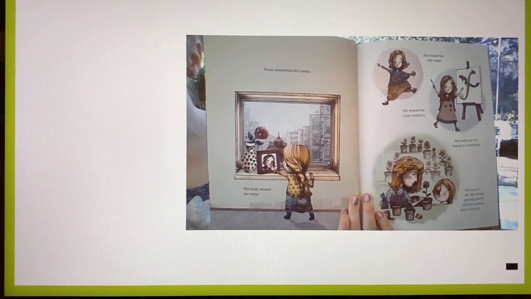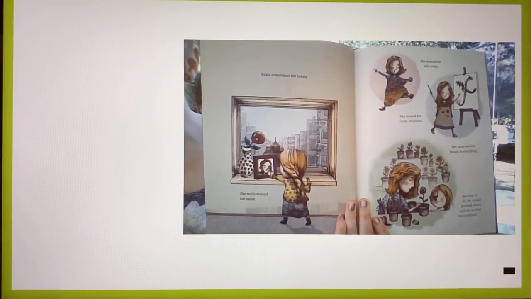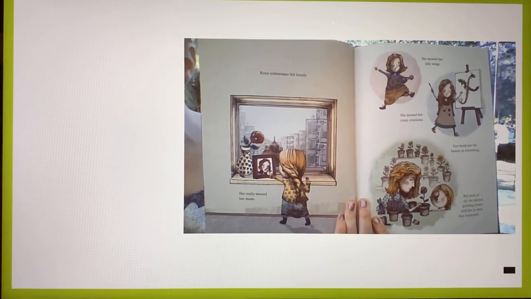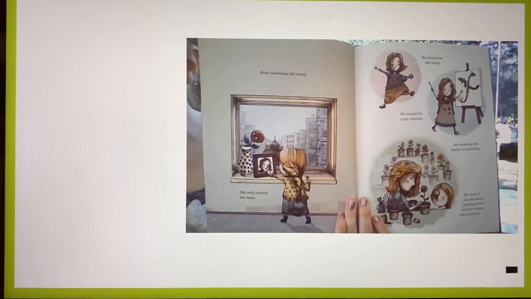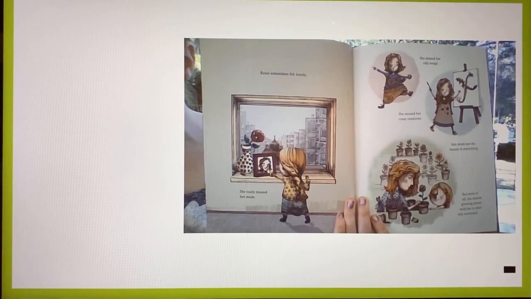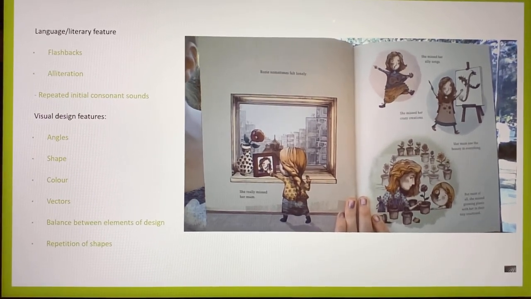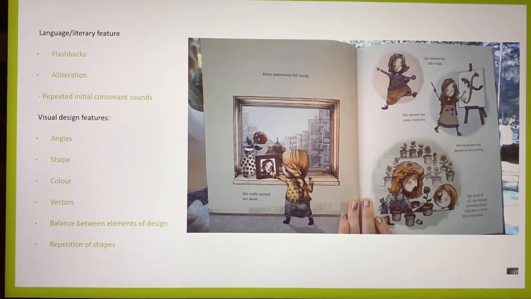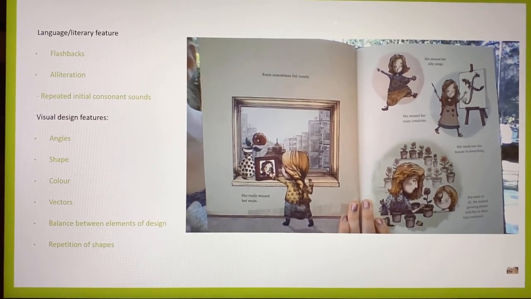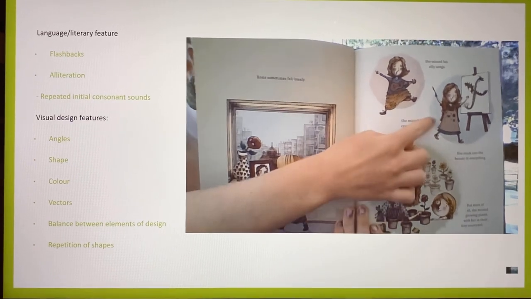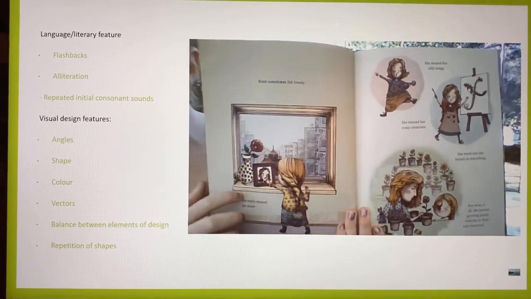The author Michael Speechley uses a range of language and visual design features to convey meaning and evoke readers' emotions. The reader is provided insight into Rosie's life through flashbacks, a powerful literary feature. The illustrations are framed from equal viewing angles to provide a sense of closeness between the reader and characters, and repeated soft rounded circle shapes create consistency and balance.